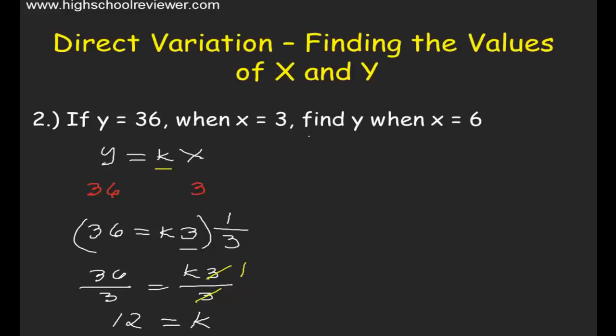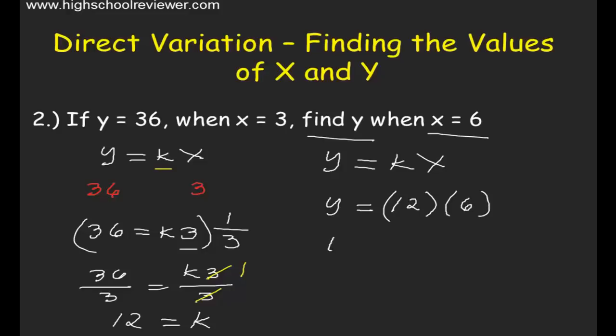And then we need to find y when x is equal to 6. Again, we will use y is equal to k times x. We need to find y now, and our k here is 12. So we have 12 multiplied by x, which is 6. So y will be equal to 72. So y equals 72 is our answer for number 2.